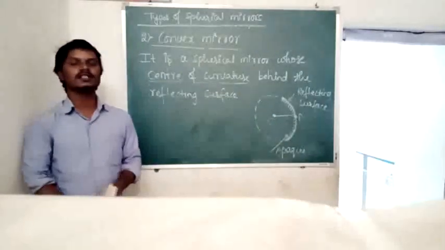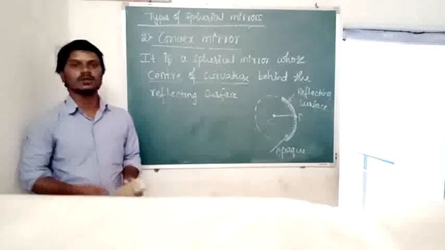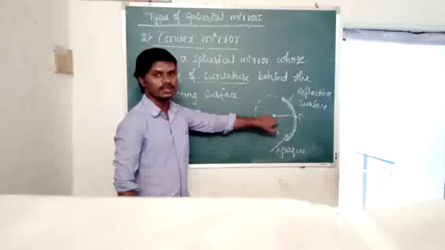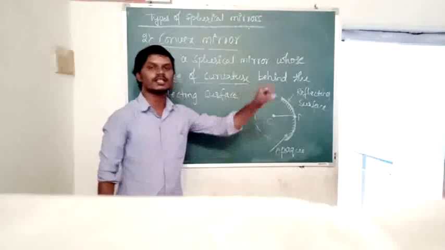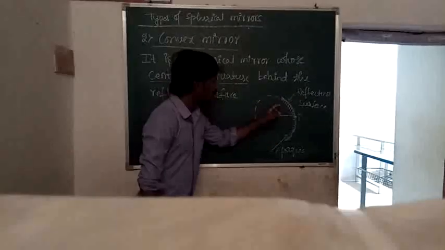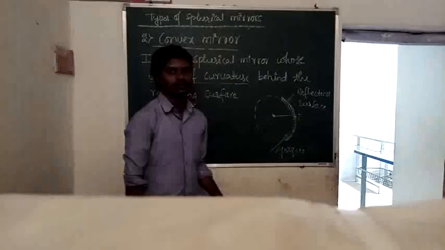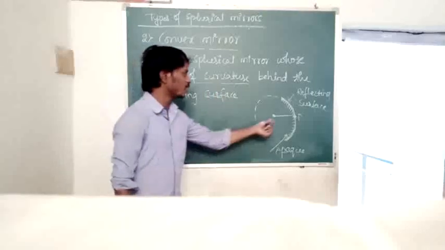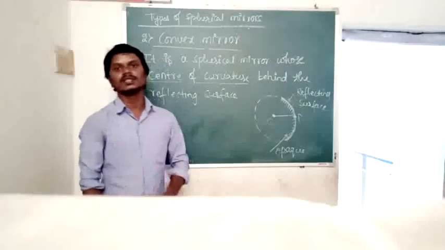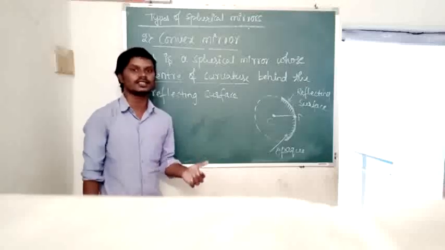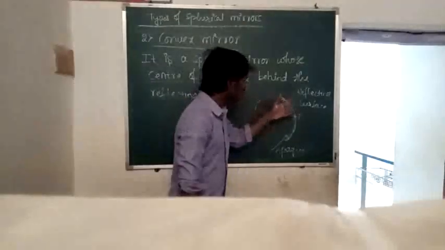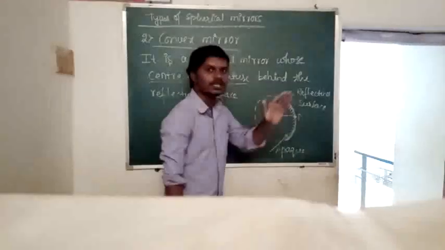The next one is the center of curvature of the spherical mirror. What do you mean by center of curvature? It is the center of the sphere which forms the spherical part. That is called the center of curvature.